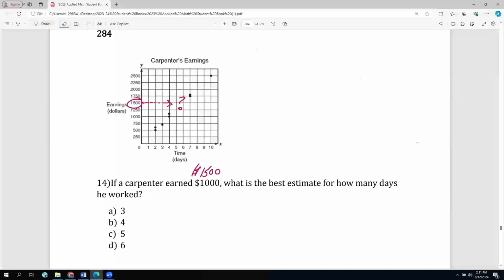Well, there's something that we do with scatter plots that we don't do with other graphs. We can actually draw something in on the chart. And this is called a trend line.